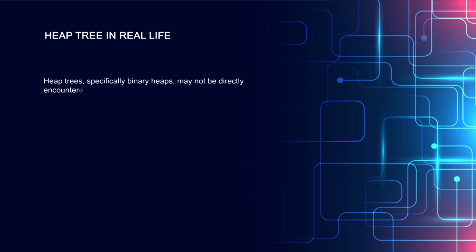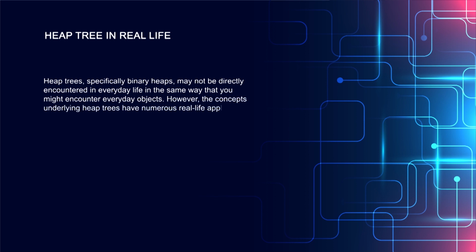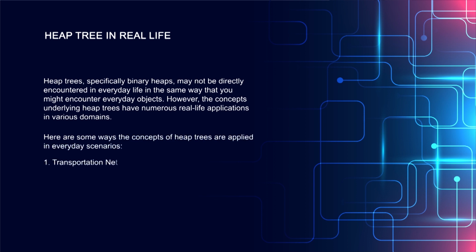Heap trees in real life. Heap trees, especially binary trees, may not be directly encountered in everyday life in the same way that you might encounter everyday objects. However, the concept underlying heap trees has numerous real life applications in various domains. Here are some ways the concept of heap trees is applied in everyday scenarios. The first is transportation networks. Traffic management systems use priority queues, often implemented using heap trees, to optimize the traffic flow by adjusting signal timings and managing congestion in real life.